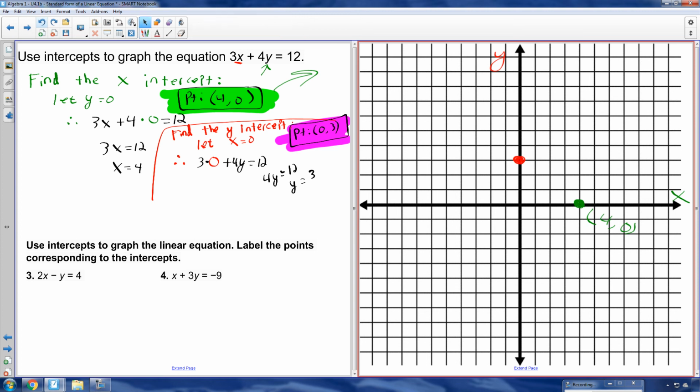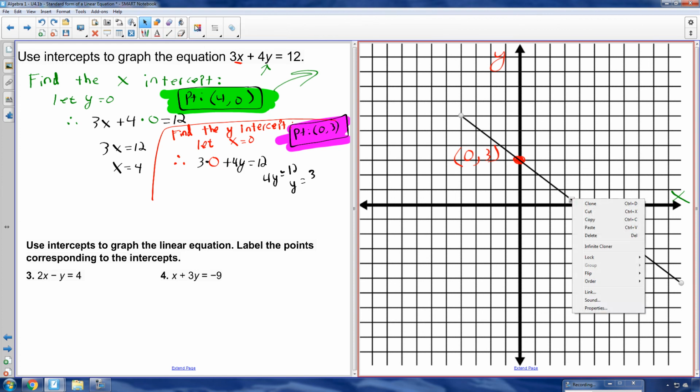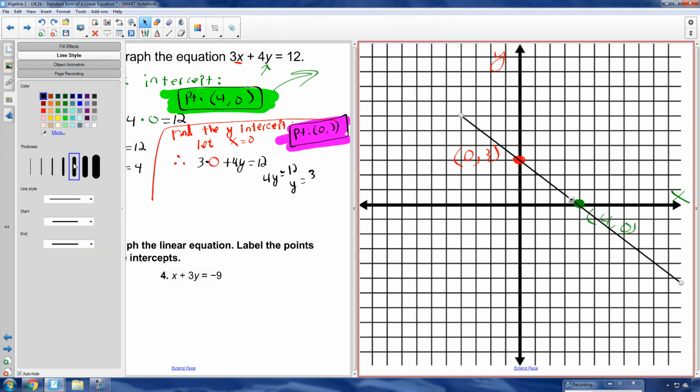And what is the line going to look like? This is the point (0, 3), okay? So the line, if we grab a tool for that, is going to look something like this. How's that? Good? Can we see it okay? Let's make it a little bit bigger, thicker.